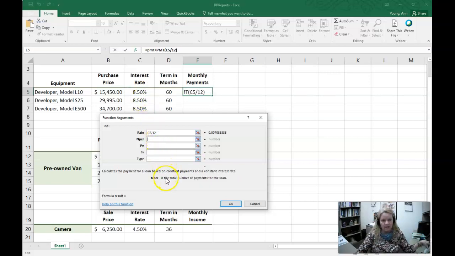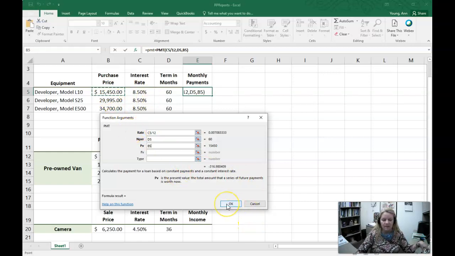The next number we need is the total number of payments for the loan. So that's 60. That would be NPER here, or D5. The PV is the present value of the loan, or how much you're going to borrow. That would be found here in B5.